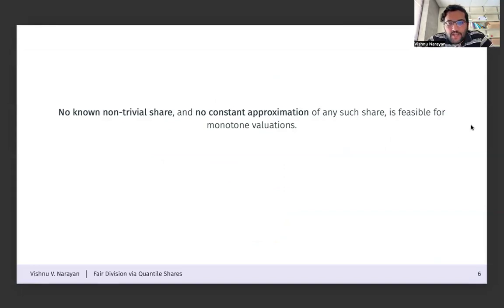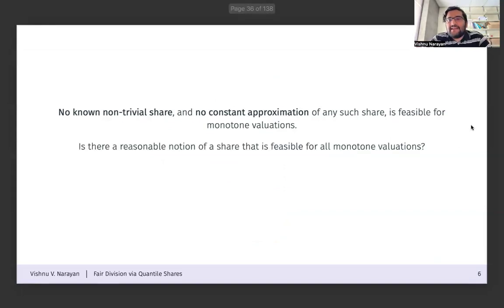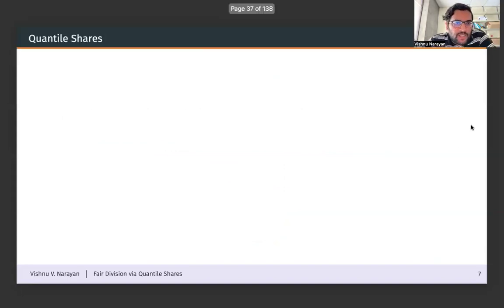And this, of course, raises the obvious question of, is there a reasonable notion of a share that is feasible for all monotone valuations? So in this work, we propose such a notion. We call it the quantile share. The definition is extremely straightforward.